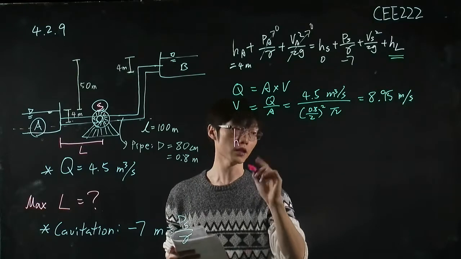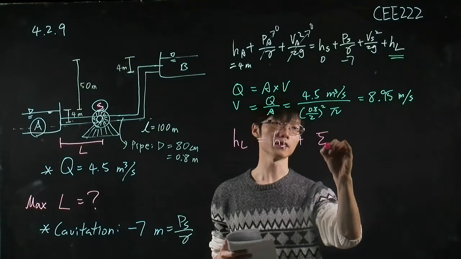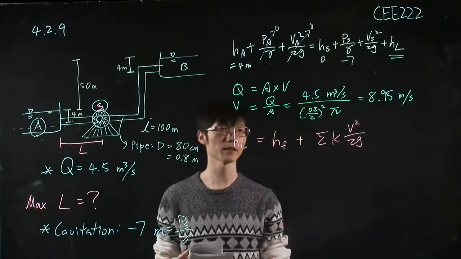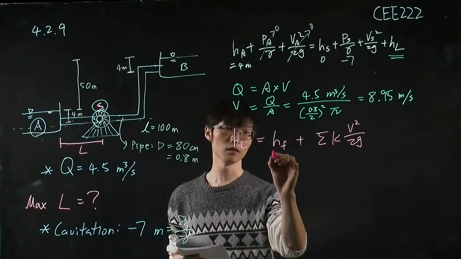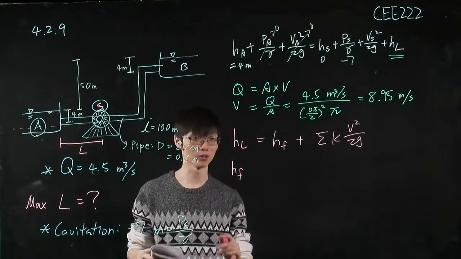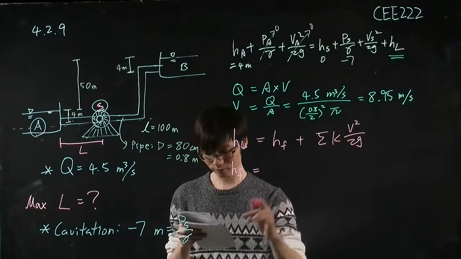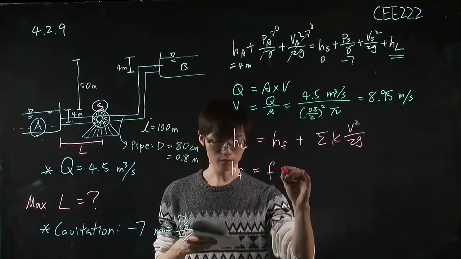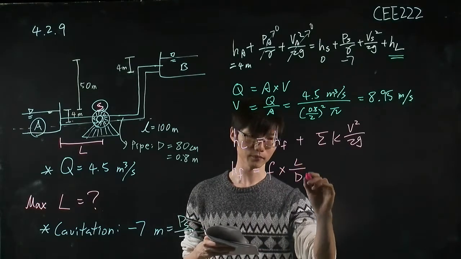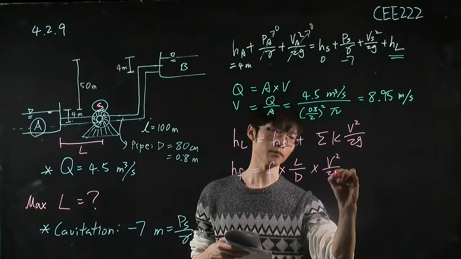So let me use a different color here. Head loss is equal to the friction loss plus the minor head loss. Okay, and if you remember the equation, which you should, because most of the questions need this equation, the friction head loss is equal to the factor f times L, the distance, divided by the diameter, times the velocity term.